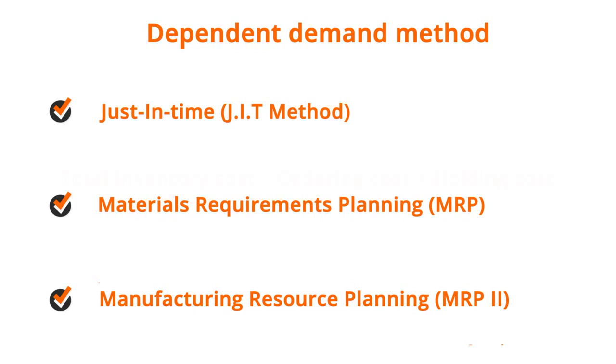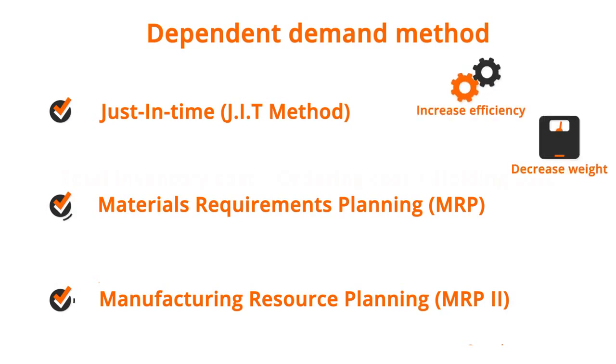So what is the just-in-time? JIT is an inventory strategy companies employ to increase efficiency and decrease waste by receiving goods only as they are needed in the production process, thereby reducing their inventory costs. This method requires producers to forecast demand accurately.